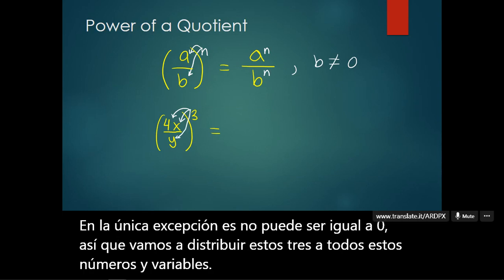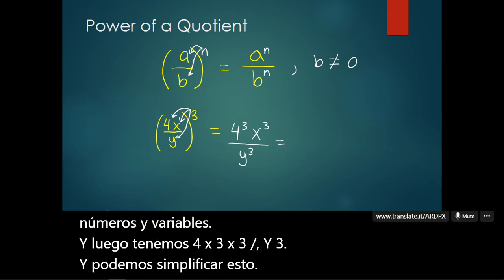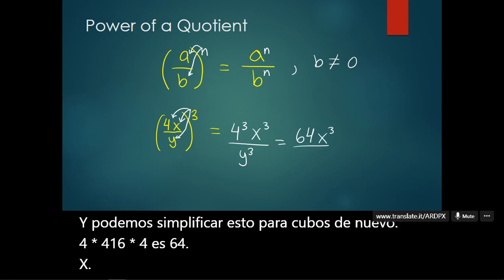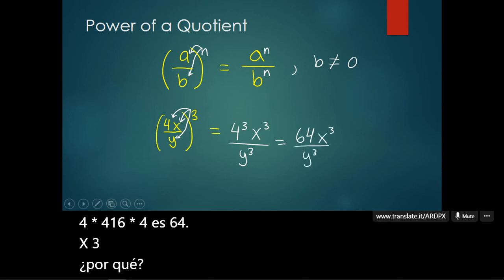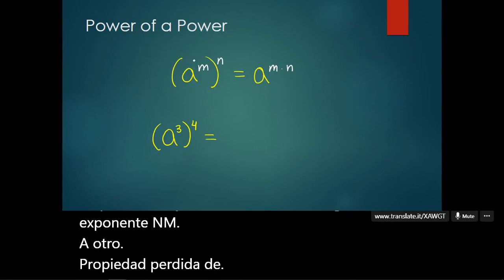So let's distribute this 3 to all these numbers and variables. And then we have 4 cubed x cubed over y cubed, and we can simplify this 4 cubed again. 4 times 4 is 16, times 4 is 64. x cubed, y cubed.